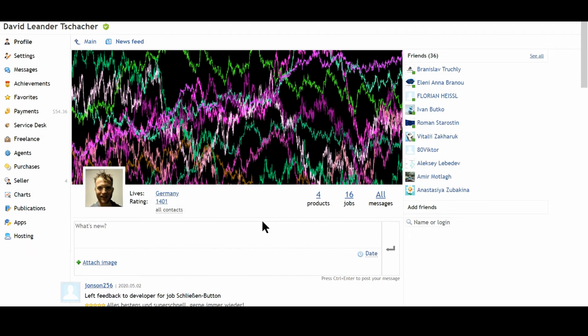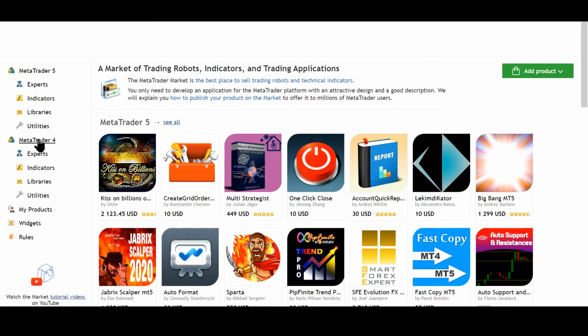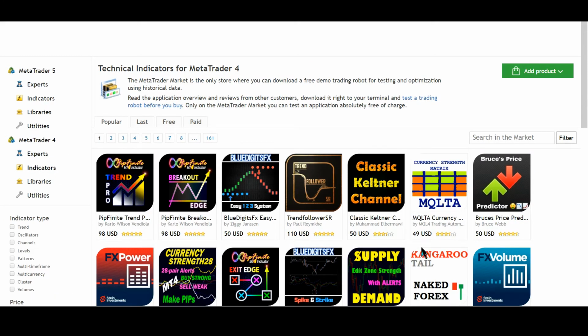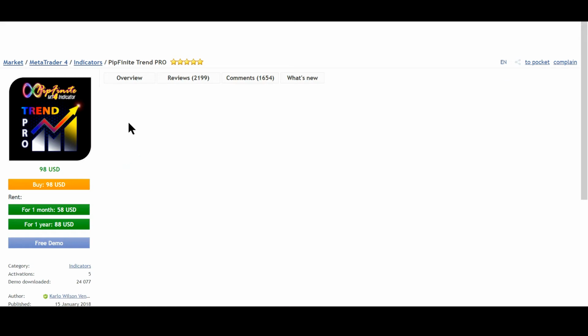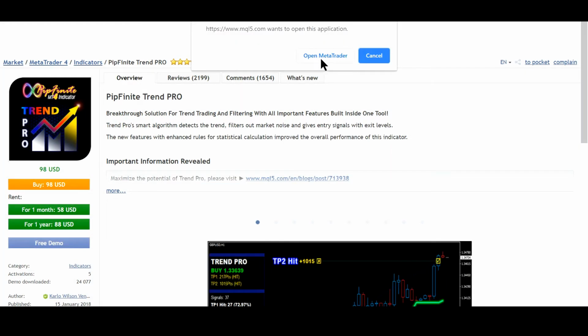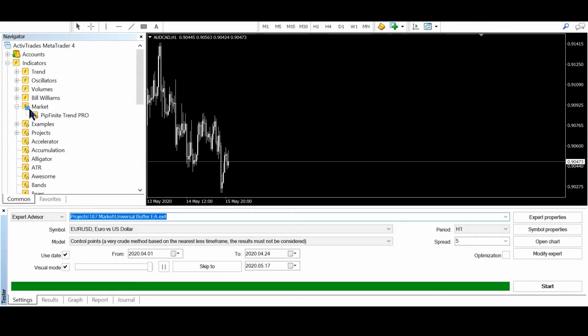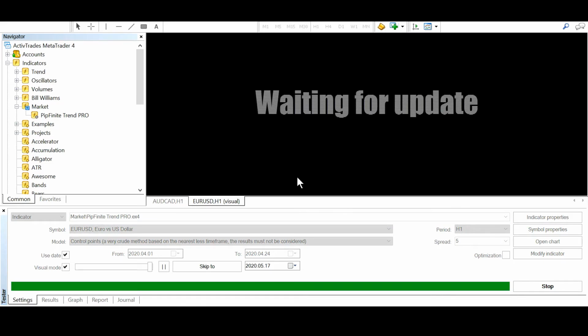Okay, now we want to test a custom indicator. I go to the MQL5 website to market and go to MetaTrader 4 to indicators, and we select the first one here, pip finite trend pro, and we want to download the demo version. Yes, I have MetaTrader 4, open MetaTrader. Okay, now we see in the market folder we have the pip finite trend pro indicator. I go to indicators and I select this indicator and let us test it now.